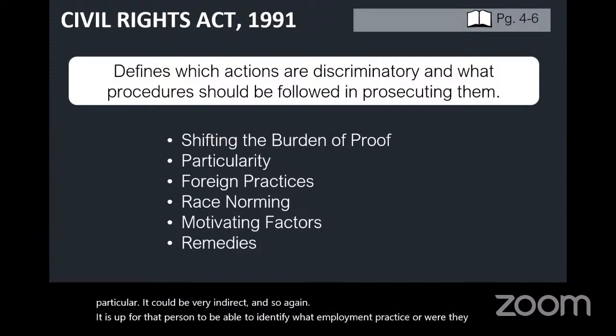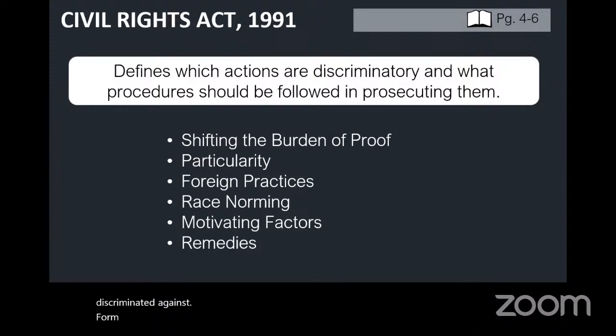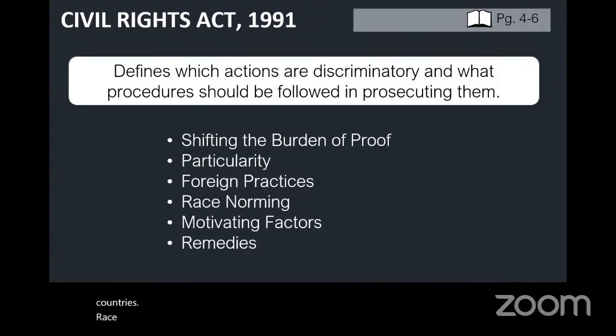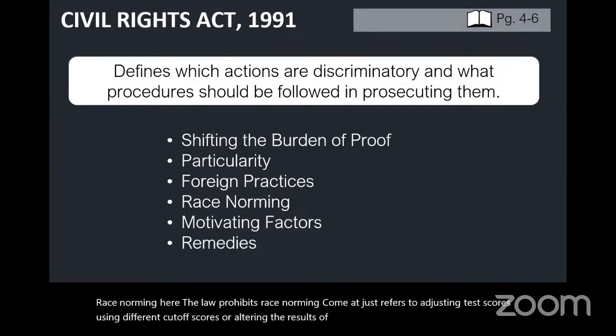Foreign practices. So much like the Civil Rights Act of 91, there is a provision of the 91 Civil Rights Act that extends protection to U.S. citizens working for U.S. companies in foreign countries. Race norming. Here the law prohibits race norming, and that just refers to adjusting test scores, using different cutoff scores, or altering the results of employment-related tests on the basis of race, religion, sex, or national origin of test takers.